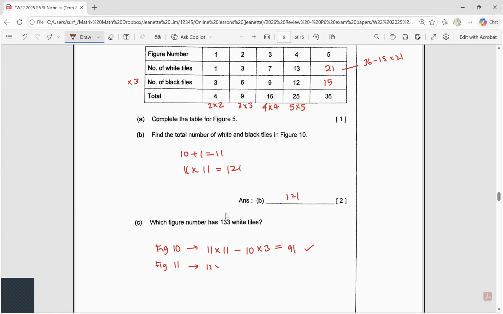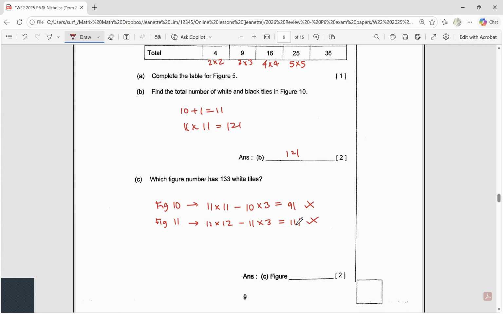11 is 12 times 12 for the total. Then minus 11 times 3. This will give us 111. So why did I put a tick? Okay, sorry, it's a cross, because this is not what we want. We want 133 white tiles.